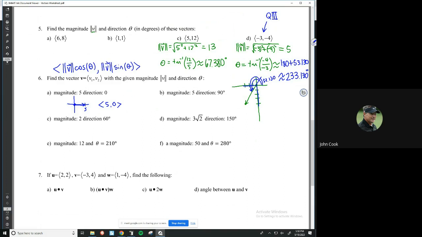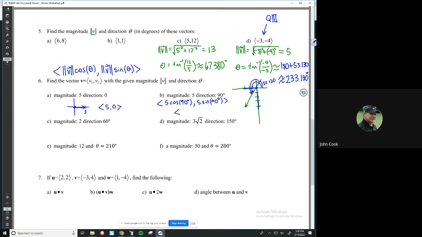Magnitude 5, direction 90. So that's going to be, let's see here, 5 times the cosine of 90, which would be 0. And then 5 times the sine of 90, which would be 1. So this is going to turn into 5 times 0, which is 0, and then 5 times 1, which is 5. So 0, 5 should get it done.